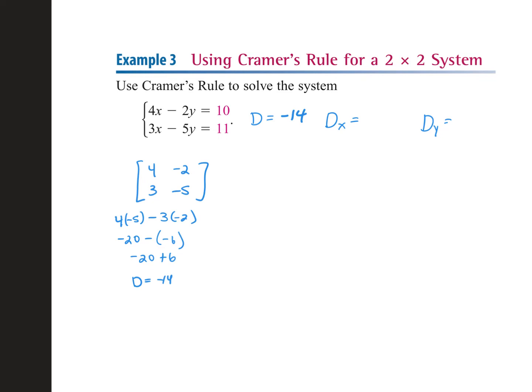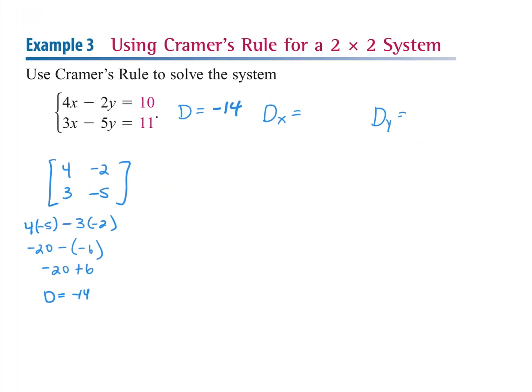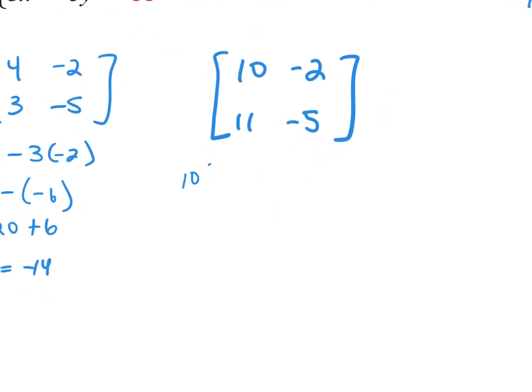Okay. Check, make sure I don't make a mistake. So now I'm going to find d sub x. Instead of my x coefficients, what do I plug in the x column of my matrix? The answer. So I'm going to put 10 and 11. And then for my y's, I have -2 and -5. Everybody see that? So find our determinant. 10 times -5 minus 11 times -2. 10 times -5 is -50 minus, what's 11 times -2?